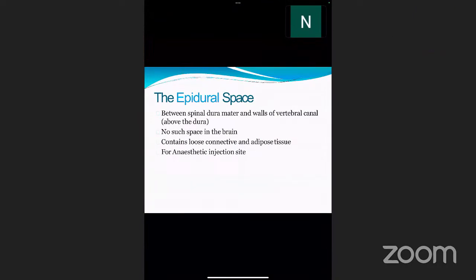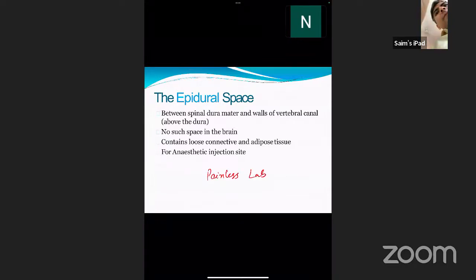Yes, audible and visible. So the epidural space, I was just telling, is used for inducing painless labor. This is for the obstetrical purpose. We give an anesthetic agent in this space, and that induces painless labor. So this is the importance of the epidural space, and this procedure is called epidural anesthesia.